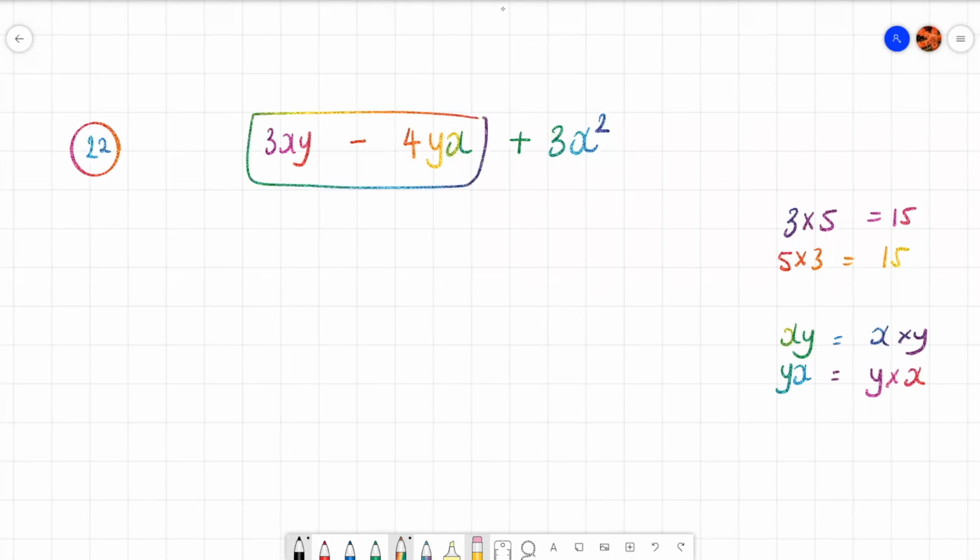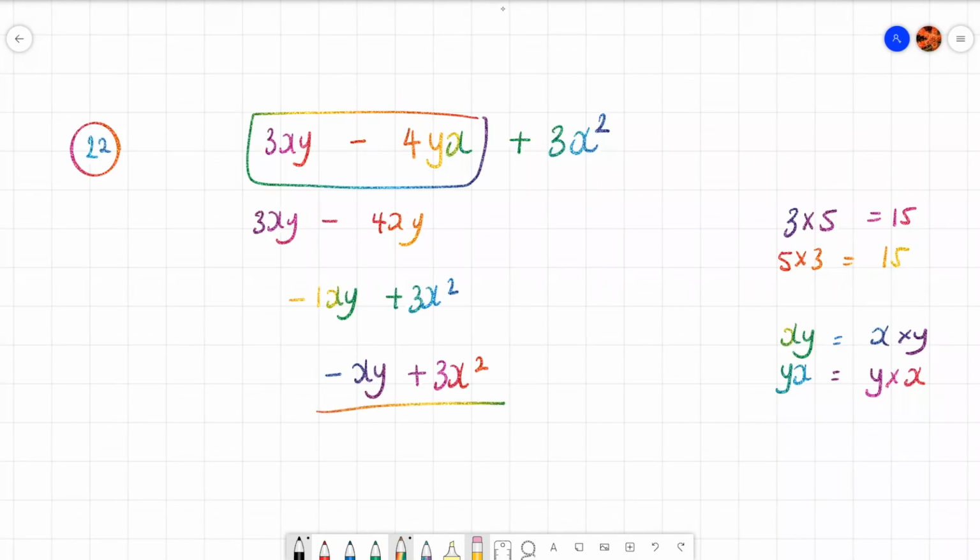So you can rearrange them if you want to do so, if that helps. So we can do that now. 3xy minus 4xy, that would give minus 1xy plus 3x squared. And remember, we don't normally like the 1 written in front of the xy. So it's just minus xy plus 3x squared. Again, remember, I can't collect the like terms. I can't add them together because I've got x squared and then the front one is minus xy. They are different. So the answer stays as it is.